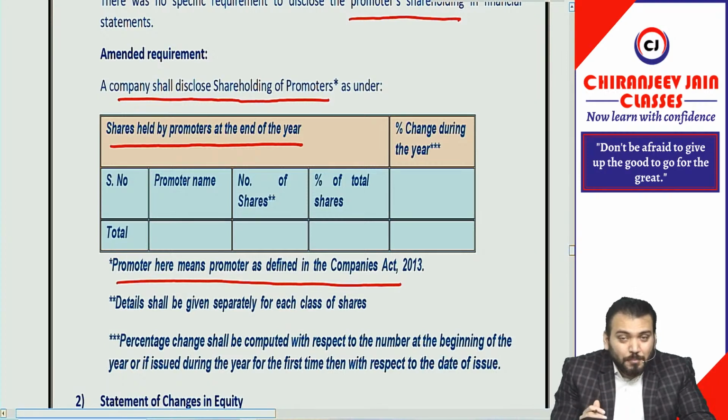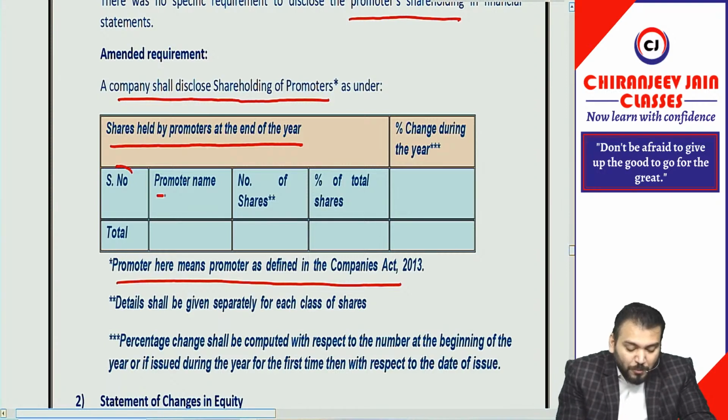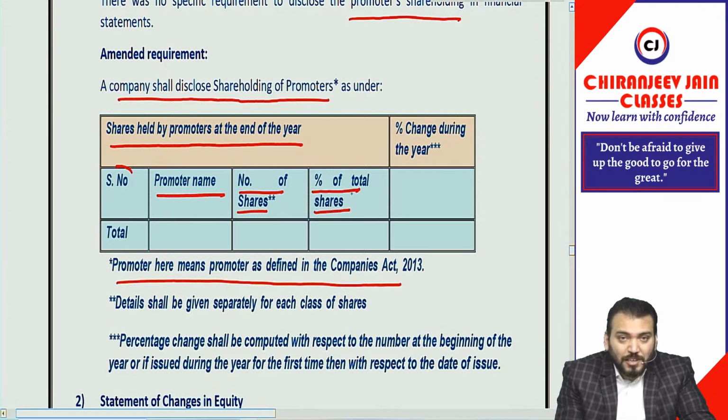So what are the shares? The number of shares held by each and every promoter needs to be disclosed, whatever they held at the end of the year. So we need to write down the promoter's name, number of shares held at the end of the year, the percentage of total shares they are holding, and the percentage change during the year, meaning opening balance, closing balance, whatever the percentage change is, we need to also disclose. So this is the first amendment.